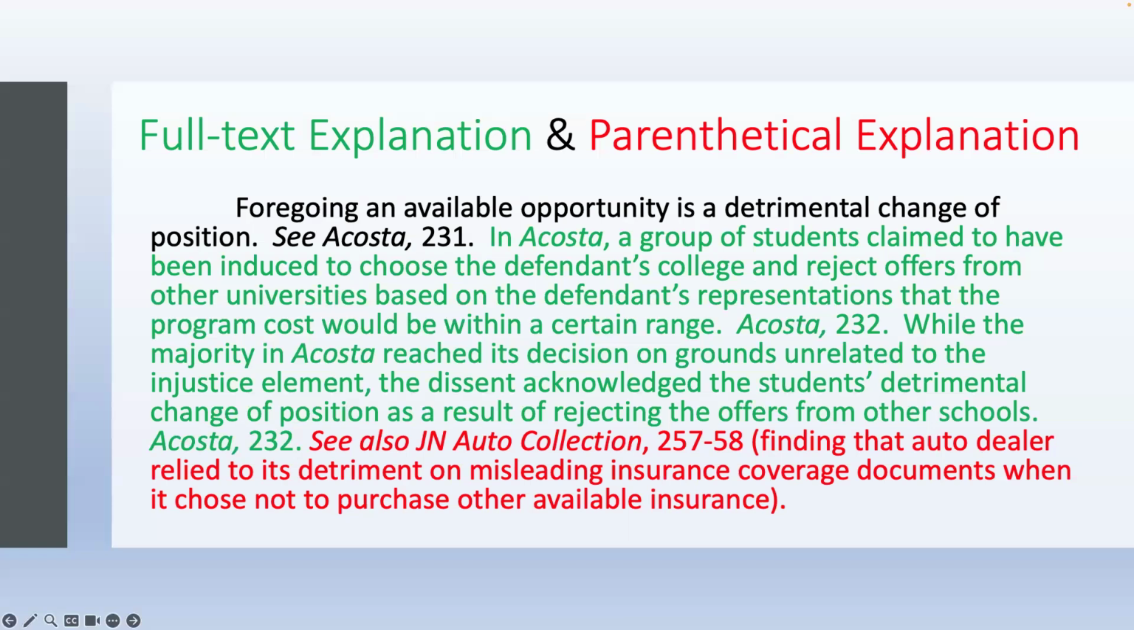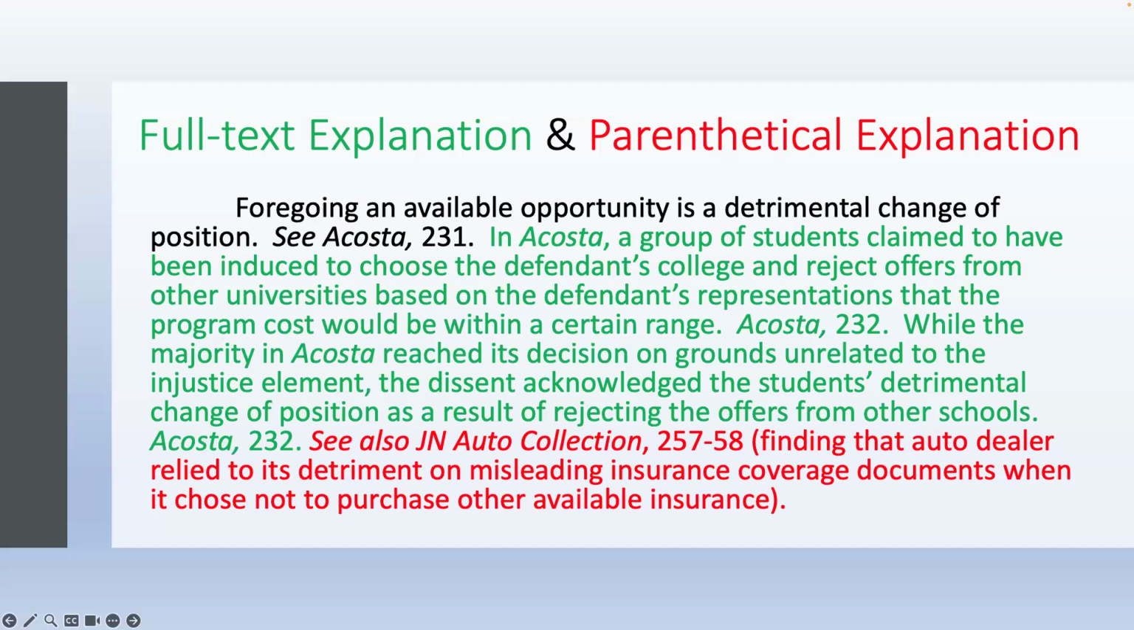The next sentence, while the majority in Acosta reached its decision on grounds unrelated to the injustice element, the dissent acknowledged the student's detrimental change of position as a result of rejecting the offers from other schools. And again, there's a cite to Acosta at 232. Note that you had two different sentences, both from page 232, both from Acosta, and both of those sentences had a cite following it. It is then followed by a parenthetical explanation.